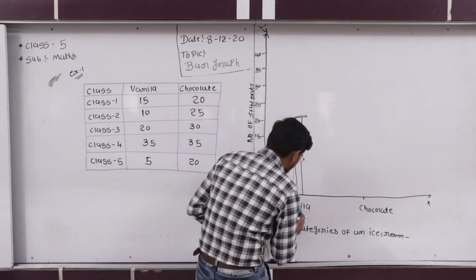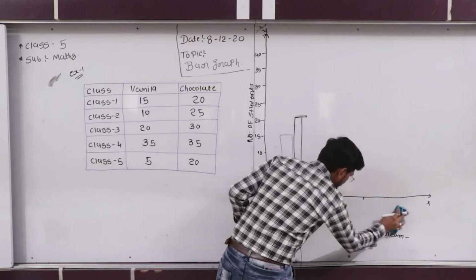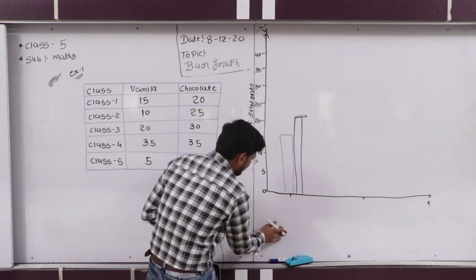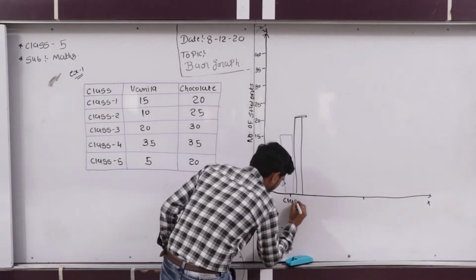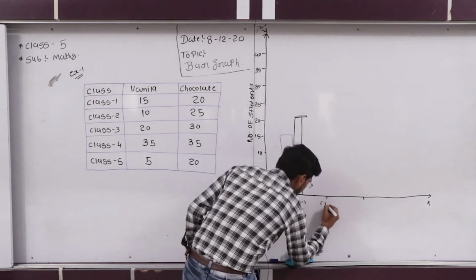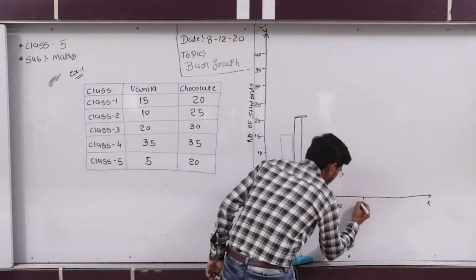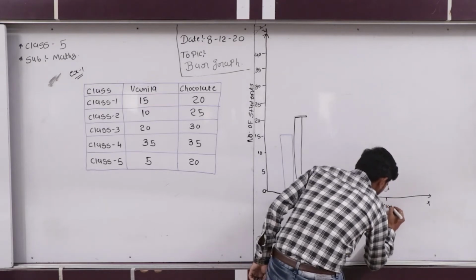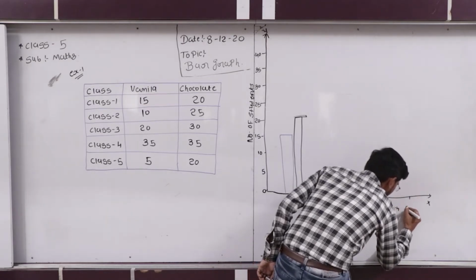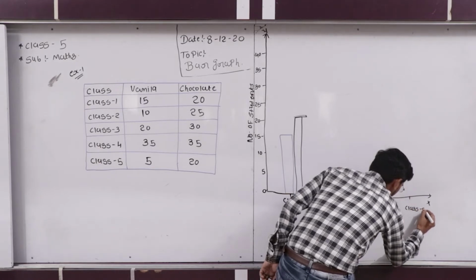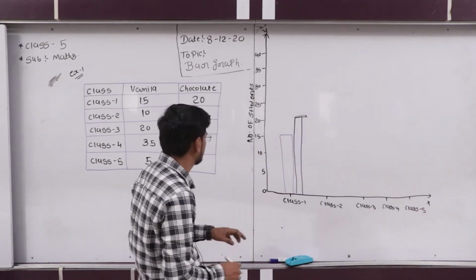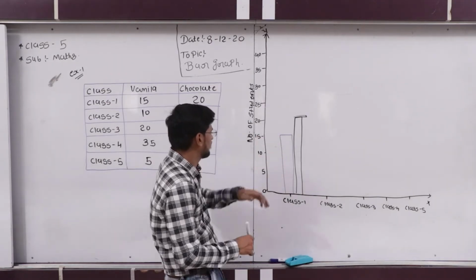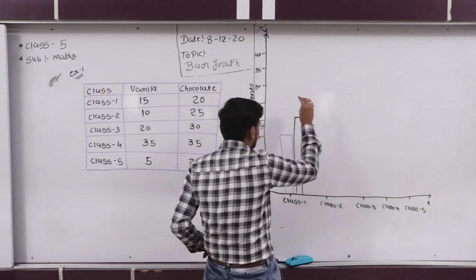Here we change our categories. We take here class 1 to 5. So you all understand very well. It's for class 1, class 2, class 3, class 4, and the last class 5. In class 1, 15 students like vanilla ice cream and 20 students like chocolate ice cream.